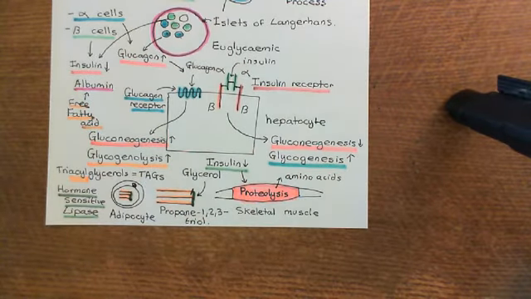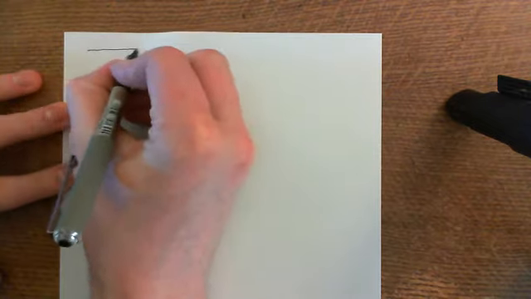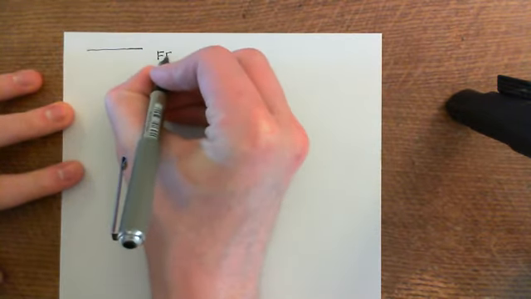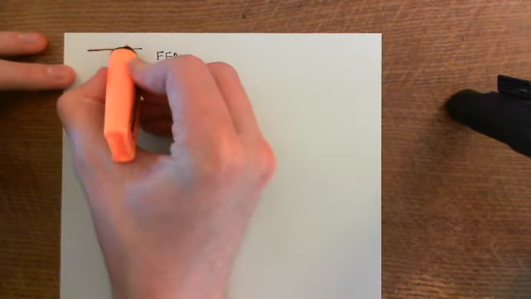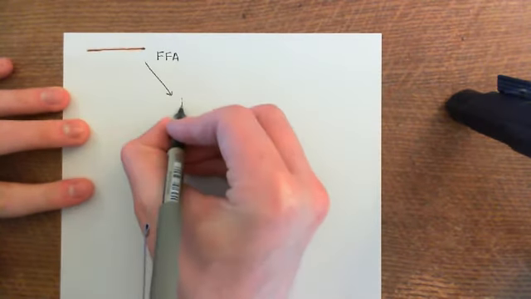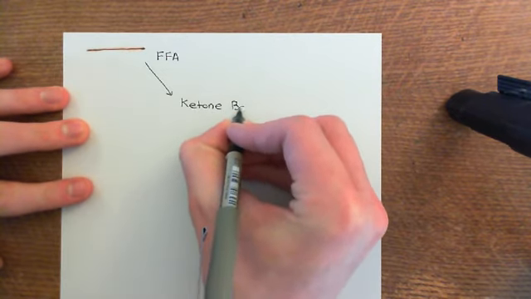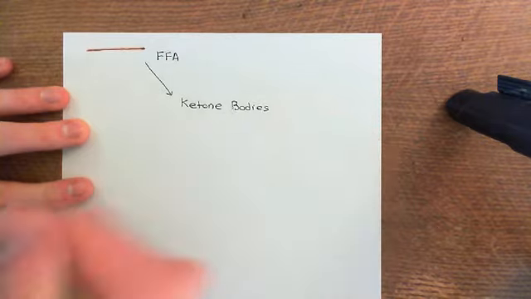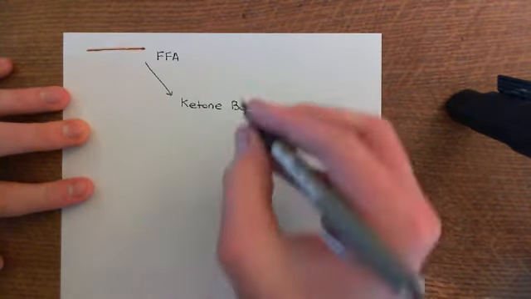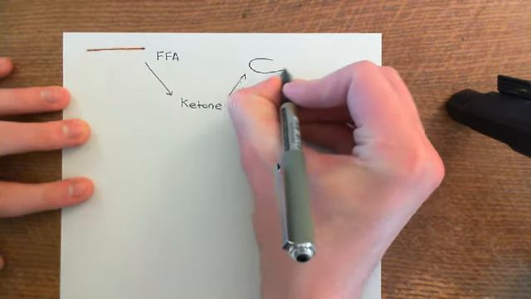So let me get another piece of paper and I'll discuss this. The hepatocytes are going to take these free fatty acid molecules, which I'll represent as these horizontal orange lines here, and abbreviate to FFA for short, and convert them into ketone bodies. They're going to secrete these ketone bodies into the blood, and the ketone bodies can be taken up by peripheral tissues such as the brain and used for energy.